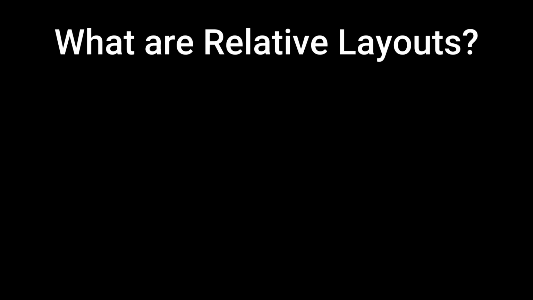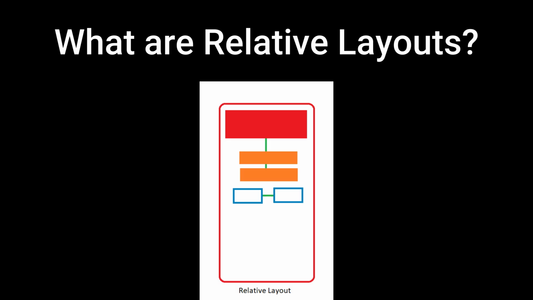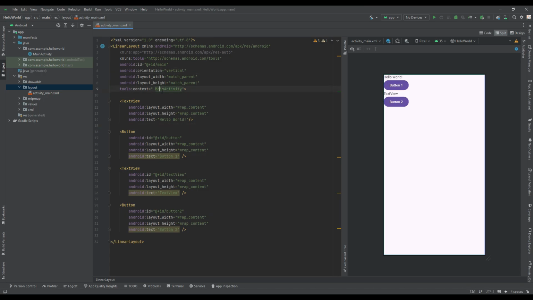Now let's move to relative layout. It allows views to be positioned relative to each other or to the parent layout. For example, you can position one view to the left of another view or align a view to the center of the parent. So how does this work? Let's get back to our Android Studio and see how we can position items in a relative layout. We are in the same file, and now I'm just going to replace this linear layout with relative layout.